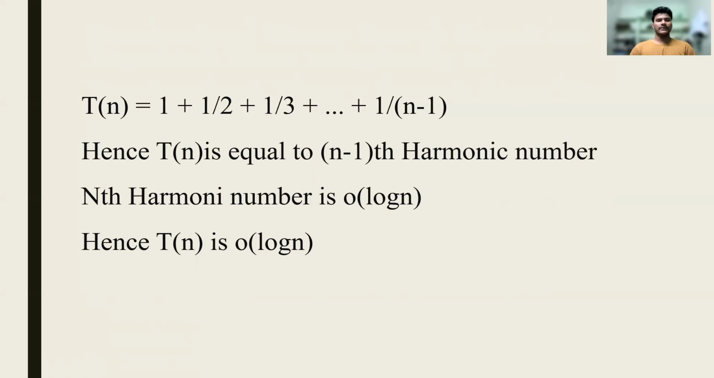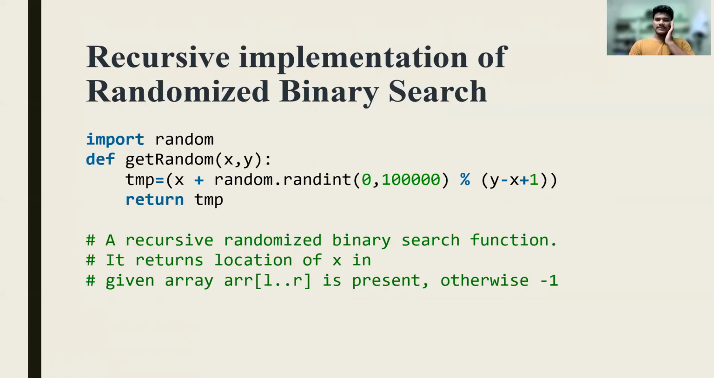Hence T(n) is equal to the (n minus 1)th harmonic number. The nth harmonic number is order of log n, so T(n) is order of log n. And now, the recursive implementation of randomized binary search.